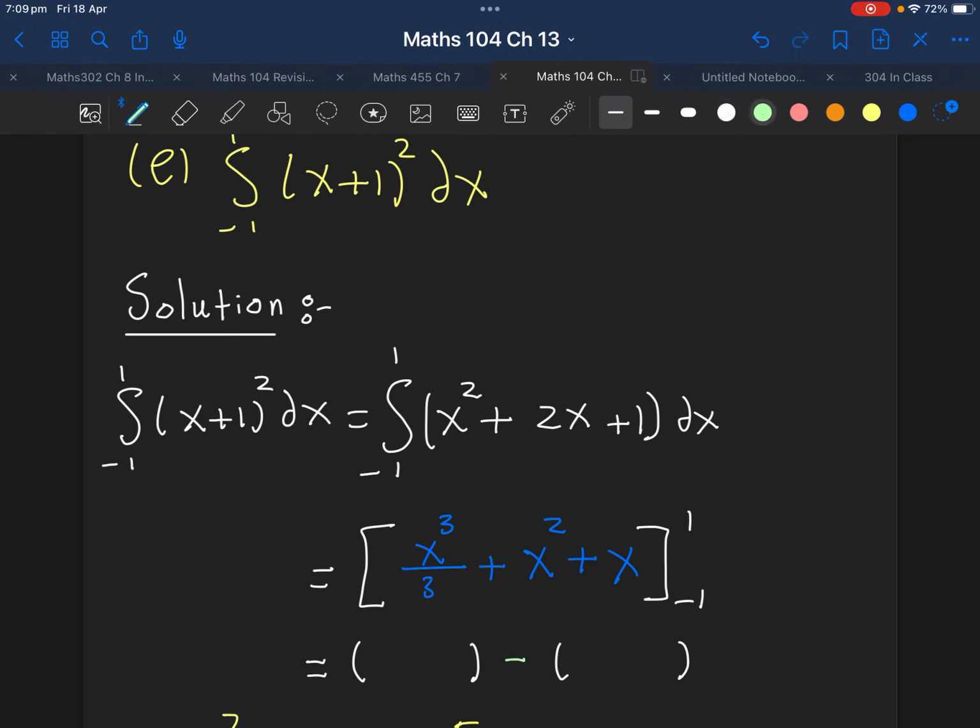One time I will plug in -1, and one time I will plug in 1. If you plug in 1, it will be 2/3, so it will be 7/3. If you plug in -1, you just get -1/3. If you did all this in your calculator, it will be just 8/3.